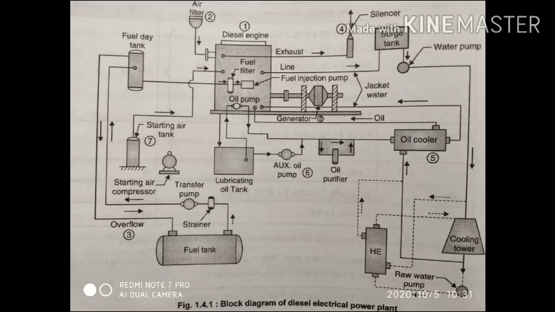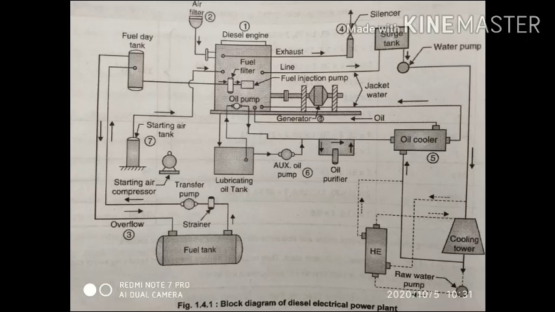As the name suggests, the input side is fuel, that is diesel oil, burned in the diesel engine producing high pressure gas to drive the engine, and the engine drives the generator producing electrical power. The diesel engine may be a 2-stroke or 4-stroke engine.